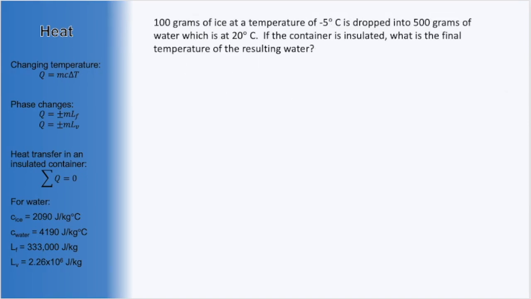For our next example, we have 100 grams of ice at a temperature of negative 5 degrees Celsius, dropped into 500 grams of water, which is at 20 degrees Celsius. If the container is insulated, what is the final temperature of the resulting water? This is now an insulated container problem, where two substances at different temperatures are mixed together. We know in this scenario that over time, these substances will reach thermal equilibrium, and everything will end up having the same final temperature, which is what we are looking for.